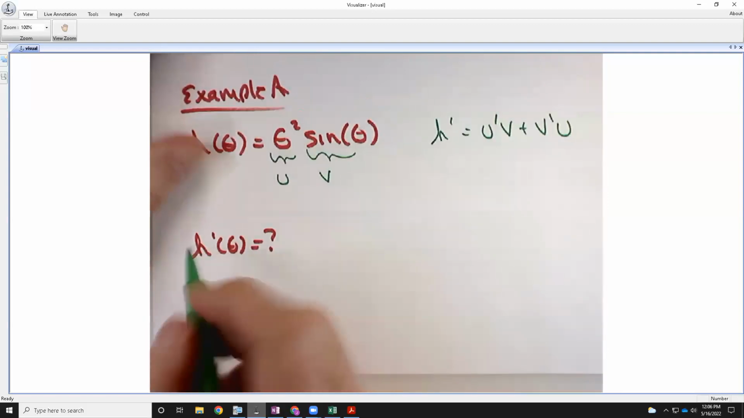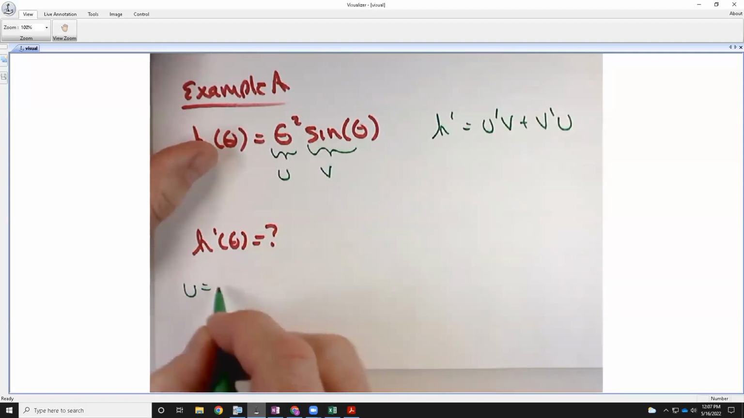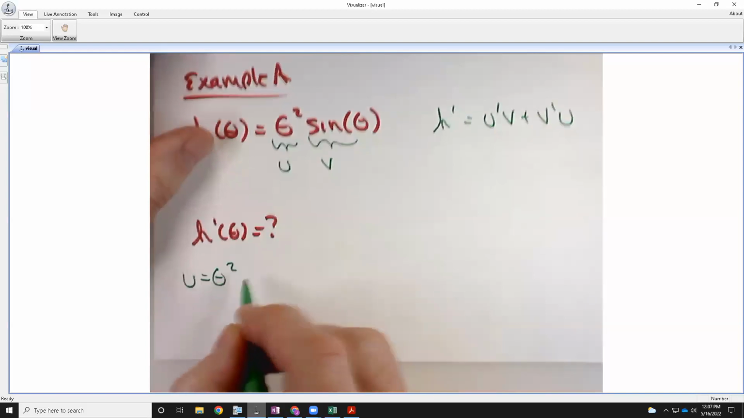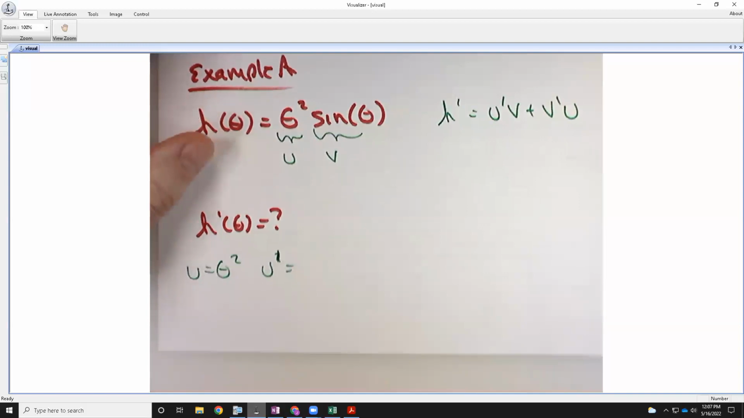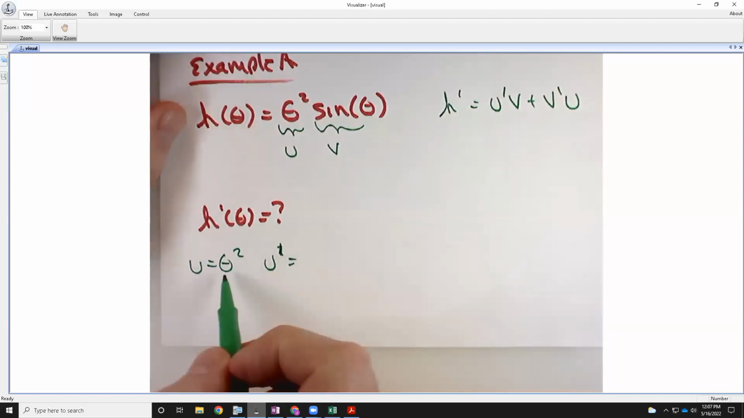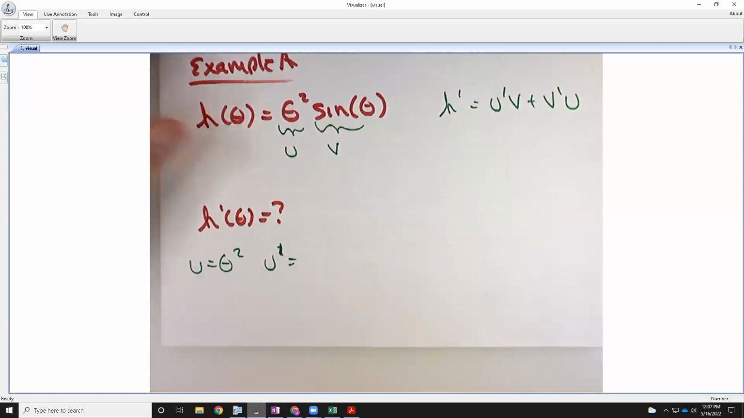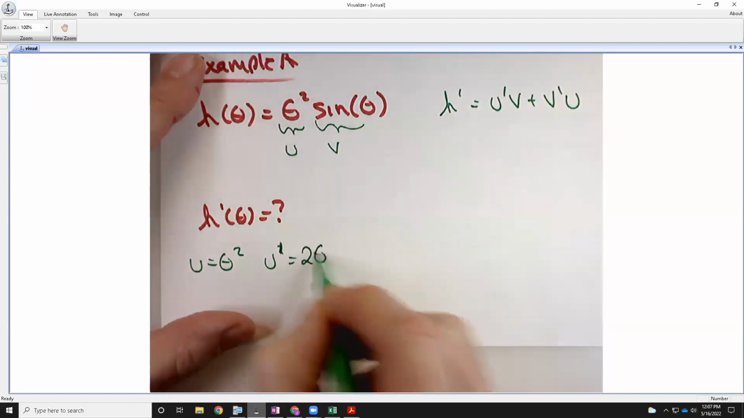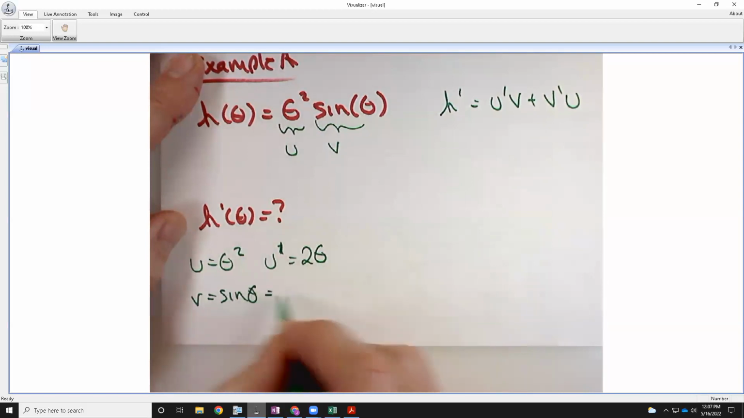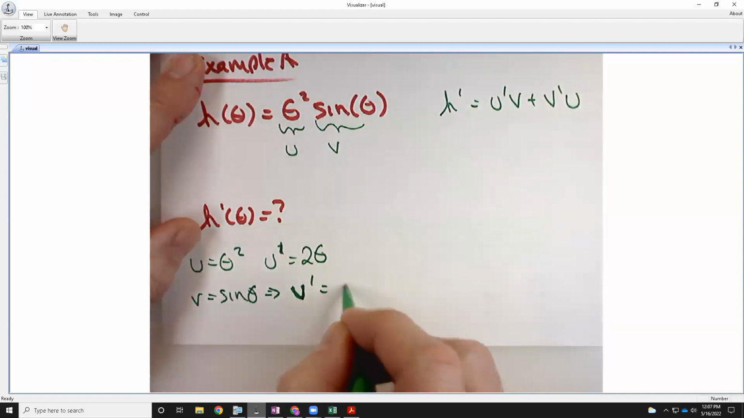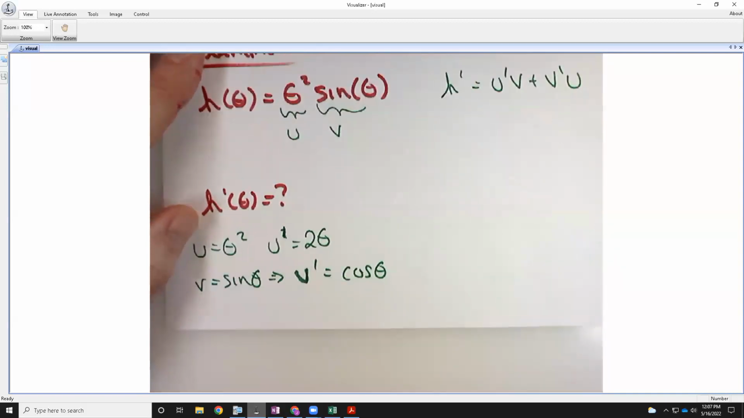I don't know if you need to continue to write these out. If we did u equals theta squared, then what would u prime be? Differentiating with respect to theta, of course. Alexandra, what would u prime be? 2 theta. Good. And then v is sine of theta. And that means the derivative v prime is going to be cosine of theta. And thanks, Alexandra.